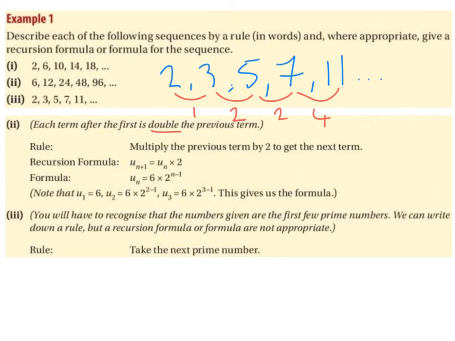I do not have a common first difference, so this sequence is not arithmetic or linear, so I cannot use my 0 term rule to help me get a formula for this. So you will have to recognize that the numbers given are the first few prime numbers. We can write down a rule, but a recursion formula or formula are not appropriate. So the rule in words would just be take the next prime number.